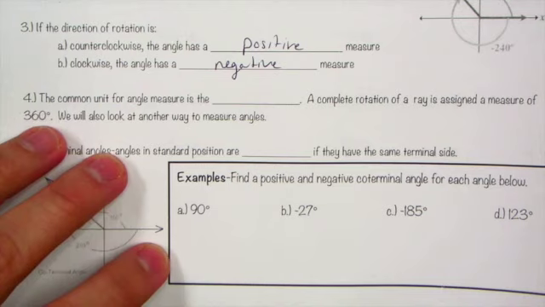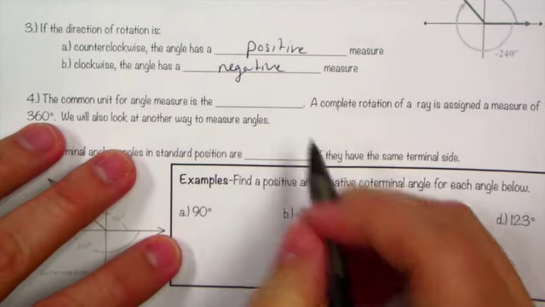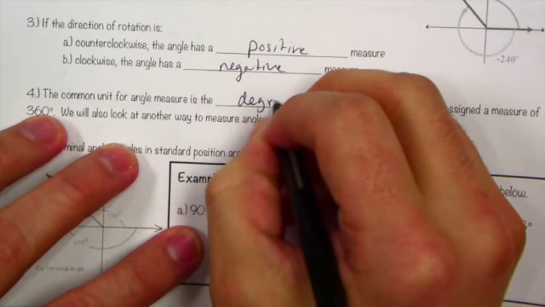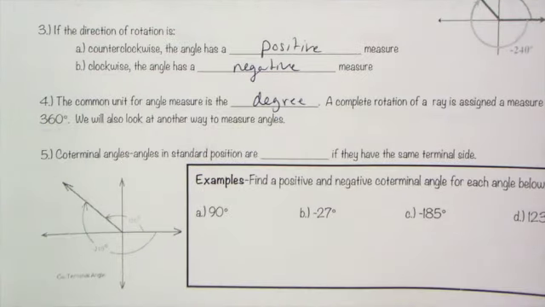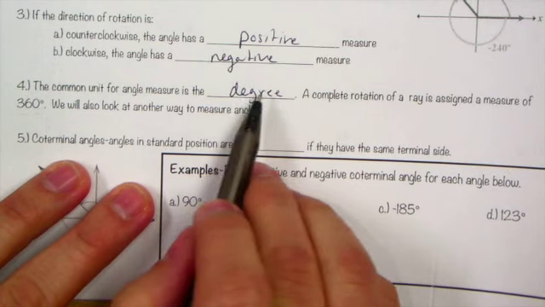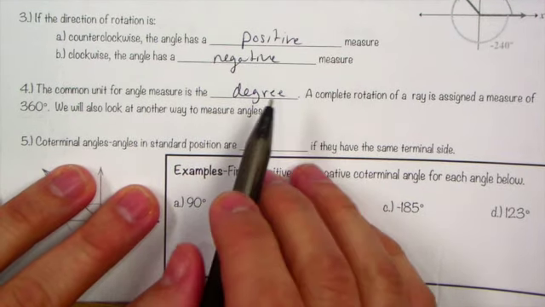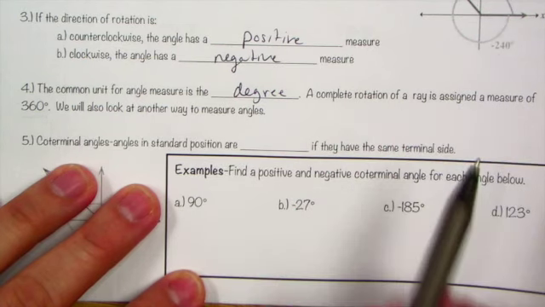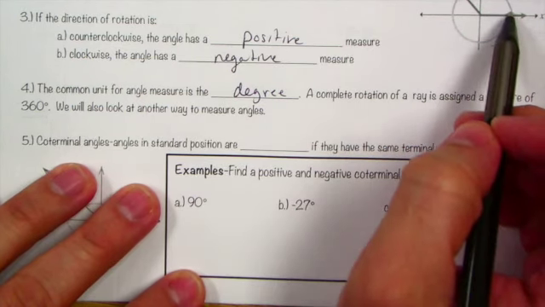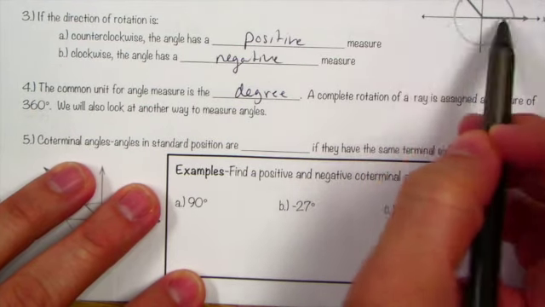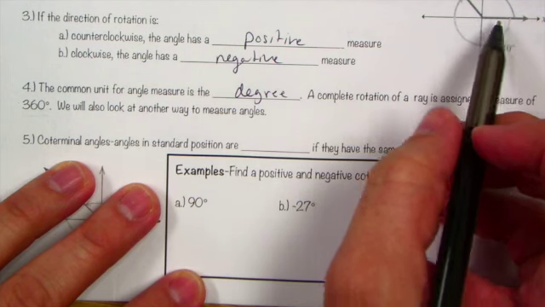All right. The common unit for angle measures is the degree. Now we'll talk about the different ways of measuring angles. This is something that's going to be new for you here. But for now, we always think of the measure of angles in degrees, which is what you're used to. A complete rotation of a ray is assigned a measure of 360. So if the angle were to go all the way around in a circle, we know that if it goes flat, it's 180 degrees. You learned that in geometry.